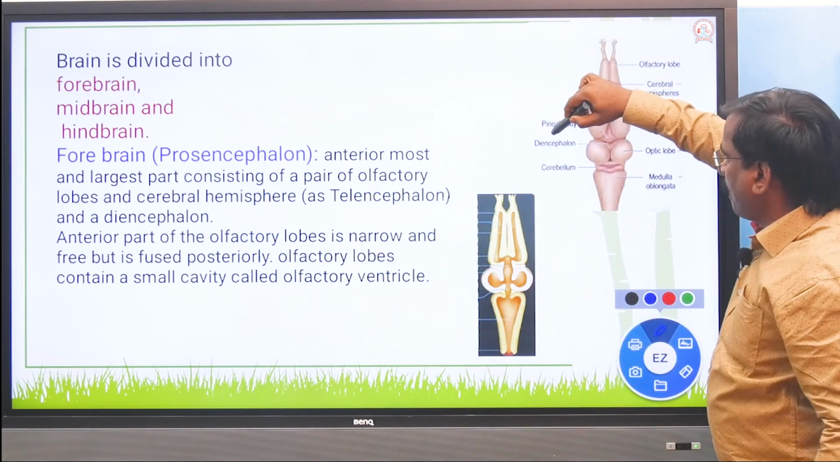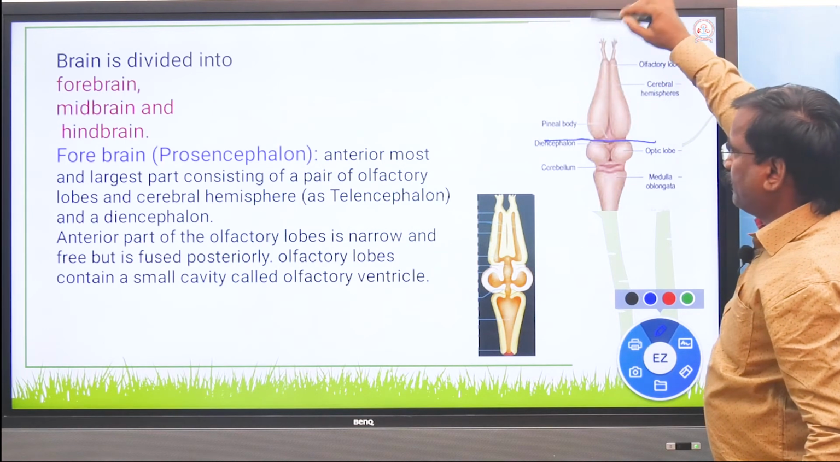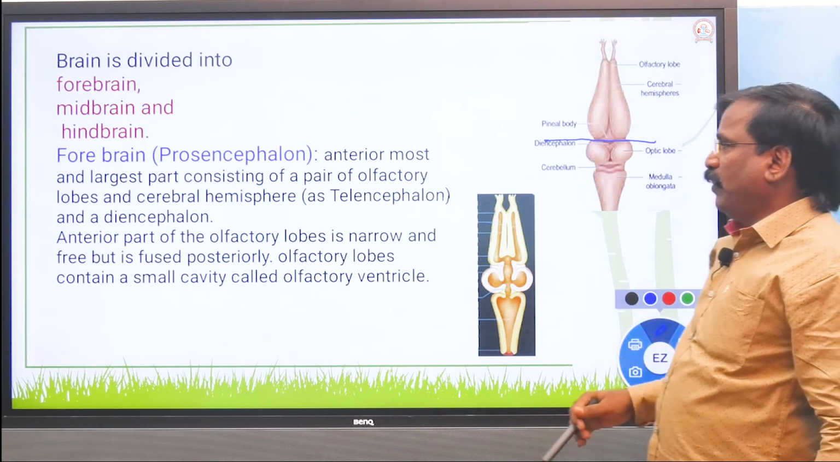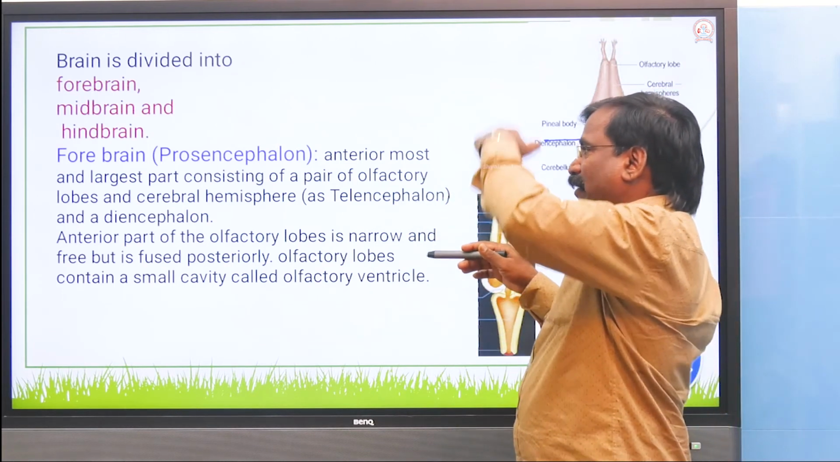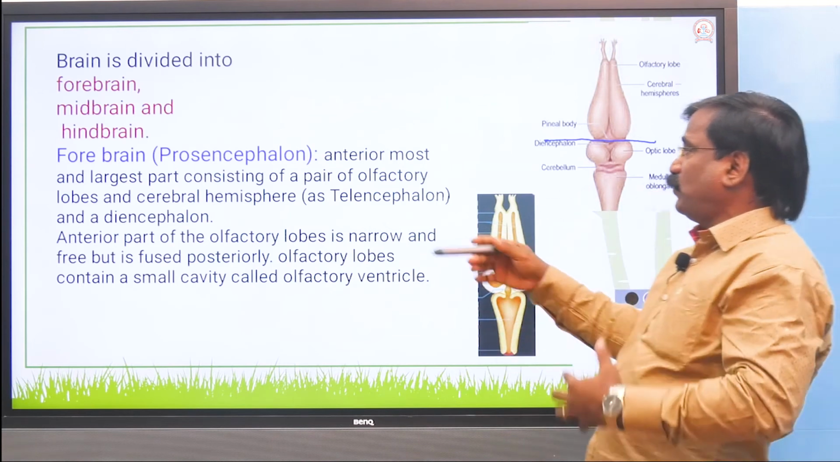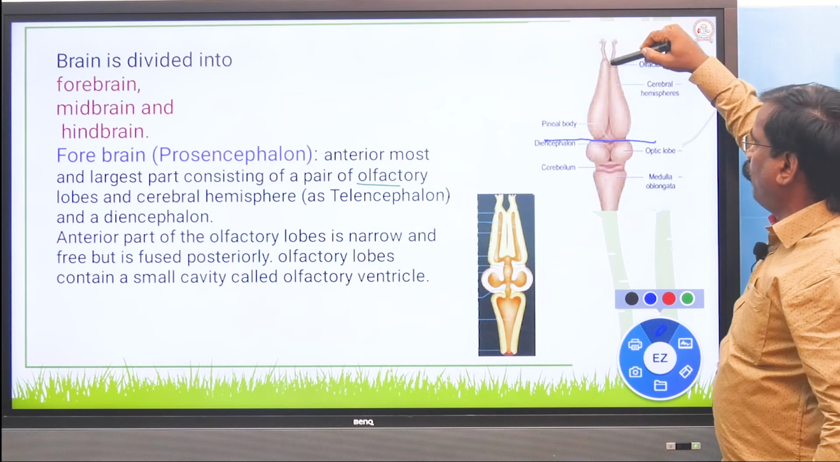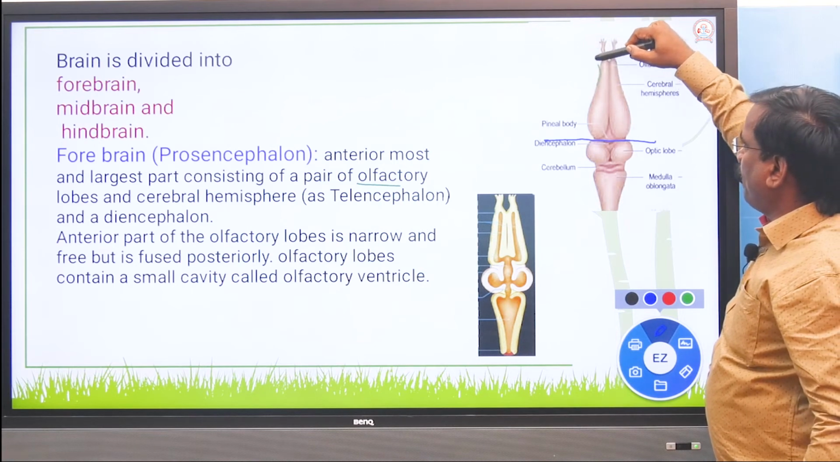Here it is, look, this is the forebrain, the anterior-most part of the brain. What are the components? It consists of a pair of olfactory lobes. Look, this is the olfactory lobe.